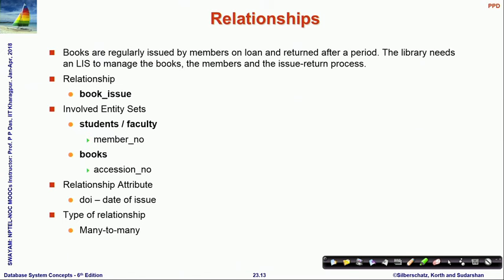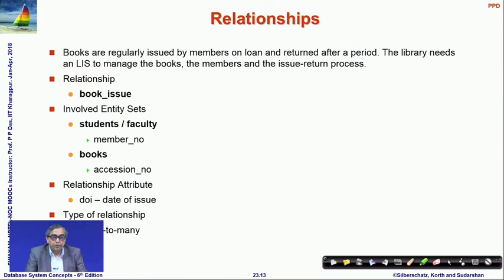These are obviously the immediately visible entity sets that we see. The other part that we now have to check is the relationships. Again, we pick up the relevant statement in this regard: books are regularly issued by members on loan and returned after a period. The library needs an LIS to manage the books, members and the issue return process. So, certainly there will have to be a relationship of issue between the student or faculty and the books. We loosely define this relationship.